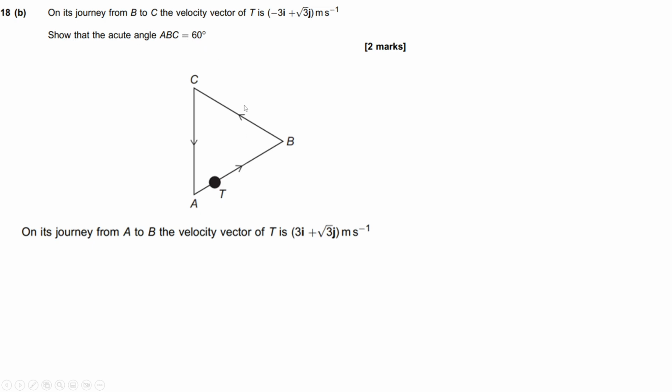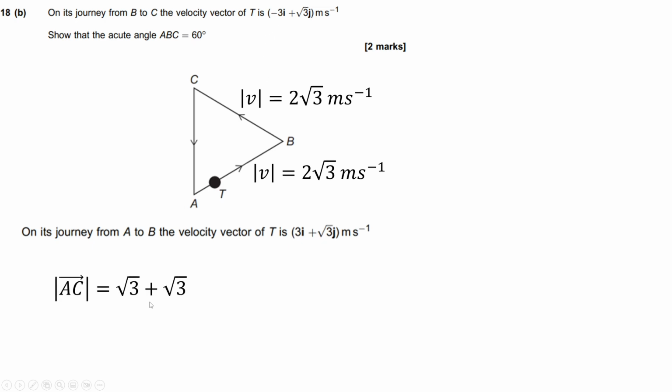Show that the angle ABC is 60 degrees. Now, you can calculate the velocity here is going to be 2 root 3, and then the same one here is 2 root 3. But the velocity vector from A to C, if you imagine, it's just going to be A to B plus B to C. So it's just going to be this plus this. Okay, which when you do that, you'll get 2 root 3. So that's just going to be the magnitude of the velocity.